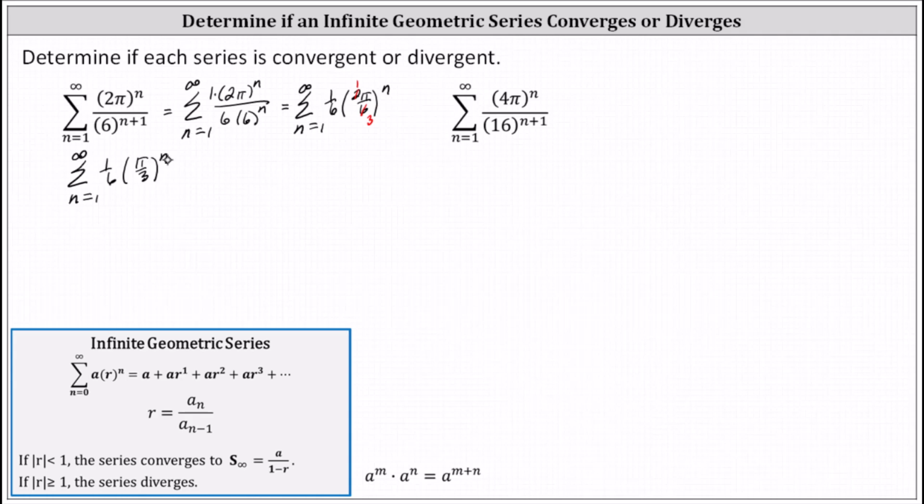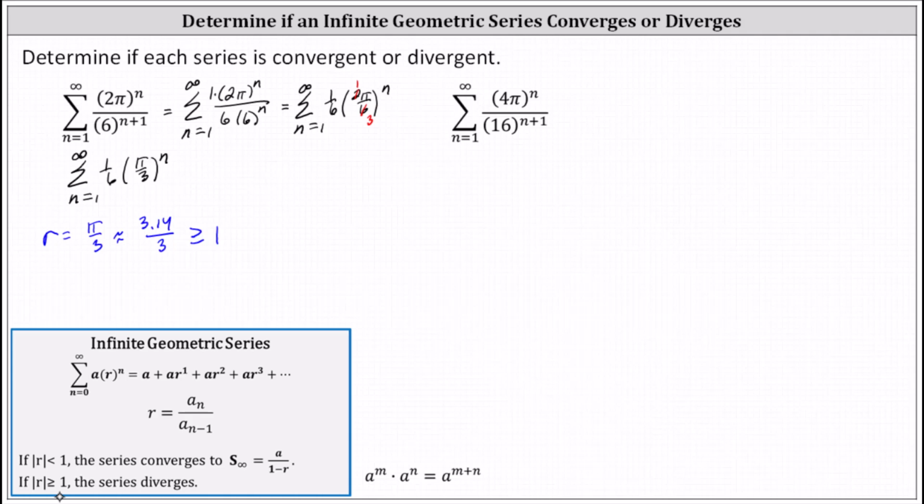Now it does fit the form we're used to seeing for an infinite geometric series, where notice r, the common ratio, is pi divided by 3. So the common ratio r is equal to pi divided by 3. Recall pi is approximately 3.14, and 3.14 divided by 3 is greater than or equal to 1, and therefore the series is divergent. Recall whenever we have a geometric series, if the absolute value of r is greater than or equal to 1, the series diverges.